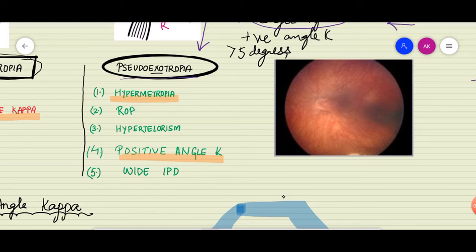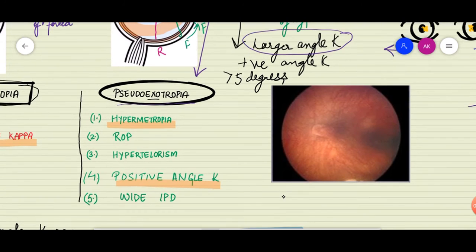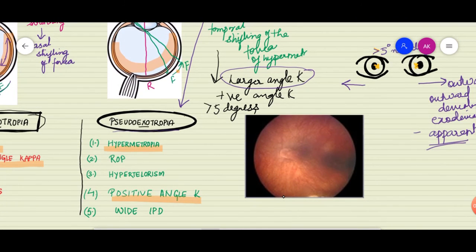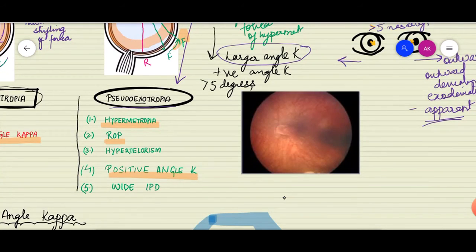Okay, and why do we see a positive angle kappa in hypermetropia? Because the fovea was shifting temporally. Okay, and the distance between the visual axis and the optical axis was also increasing, and therefore the angle was increasing, and therefore it was giving us an exotropic appearance, right? For the same reason, we see pseudoexotropia in retinopathy of prematurity also.